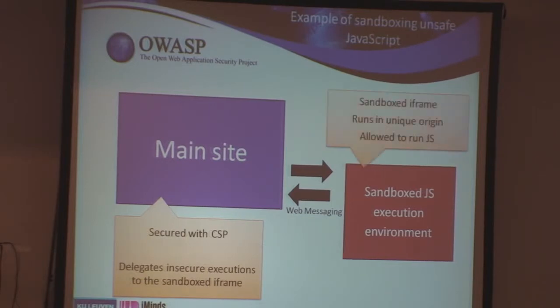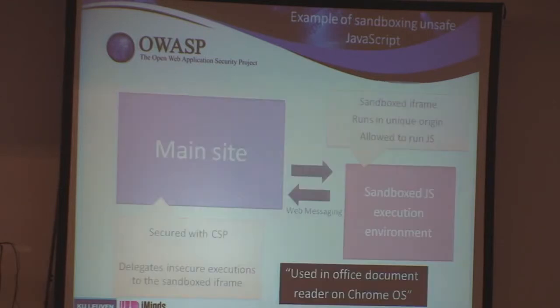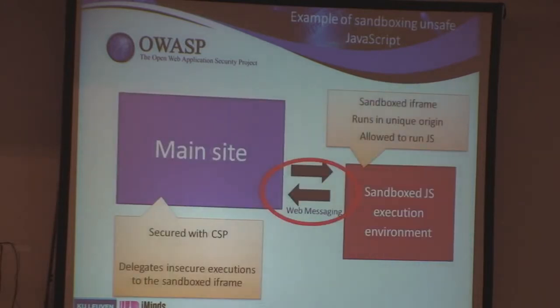In order to create the sandboxed environment, you're using a sandboxed iframe, which makes this run in a unique origin, but it is still allowed to execute JavaScript. And this architecture is actually used in Office document reading on Chrome OS as well. If I had to judge the most difficult part to implement yourself, I would say the web messaging, the delegation between the main site and the sandbox environment. I will just give you a flavor of how that looks. We won't go into detail on the code snippets; you have the slides afterwards.